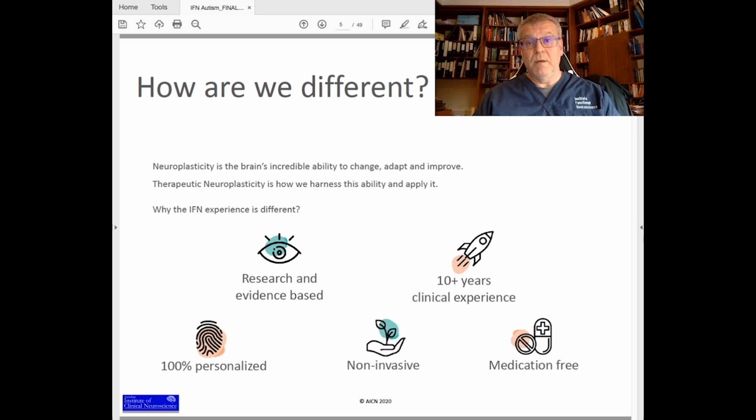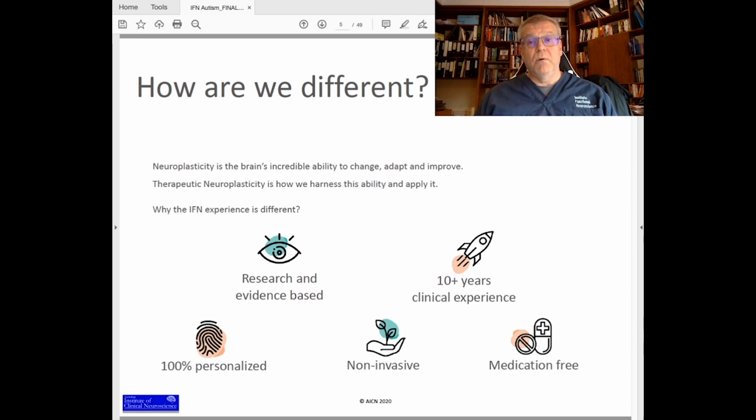Now, sometimes you've had results, sometimes you've had minimal results, sometimes you've not had results. And so you're probably saying to yourself, well, what's different about how you apply neuroplasticity than these other people that I've been to, or these other treatments that we've been to? Now I want to just take you through a little bit about why we're different and why we might be able to help you when other people couldn't.